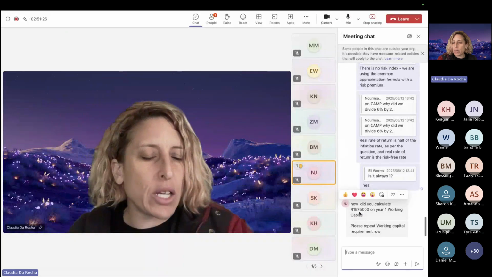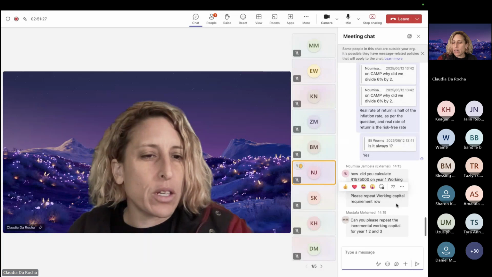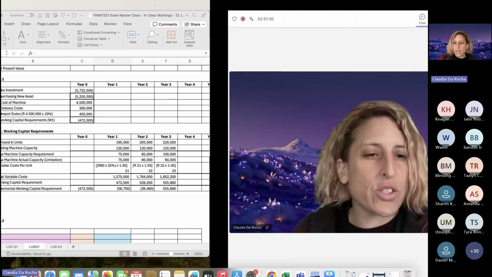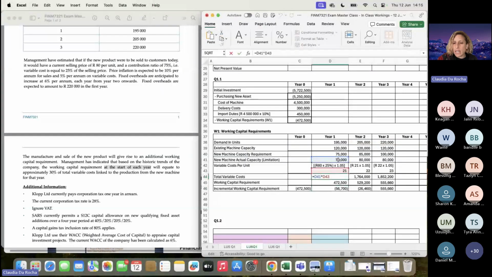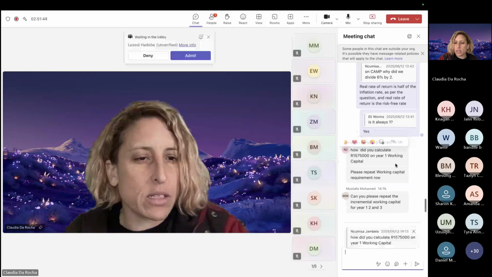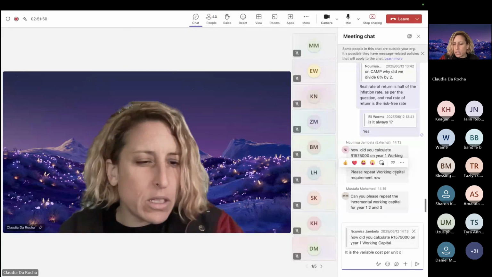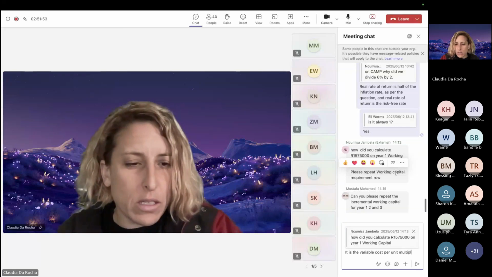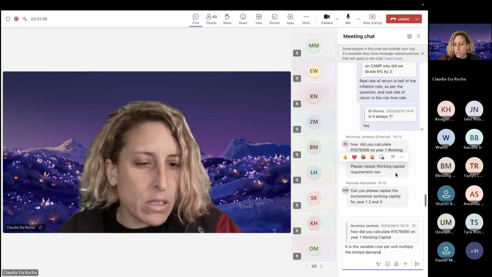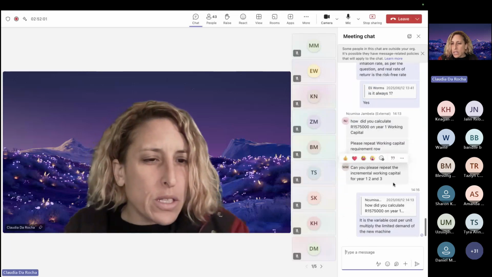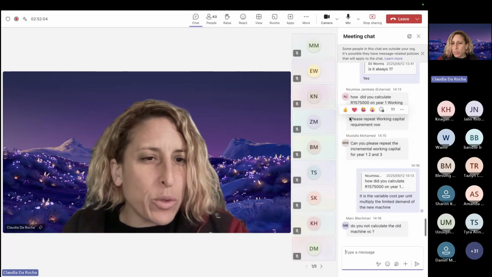Okay, so how do I calculate 1,575 in year 1? For that one, I said the new machine limitation times the variable costs per unit. Okay, so I'll repeat how we get that.